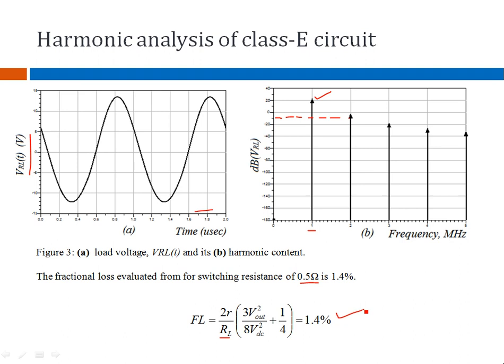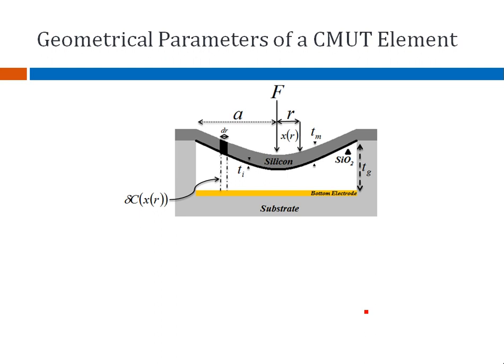So we need a magic section for that to transform the radiation resistance. So let's have a look at how we can do that. But first, I'll briefly talk about the lumped circuit model of the CMUT.